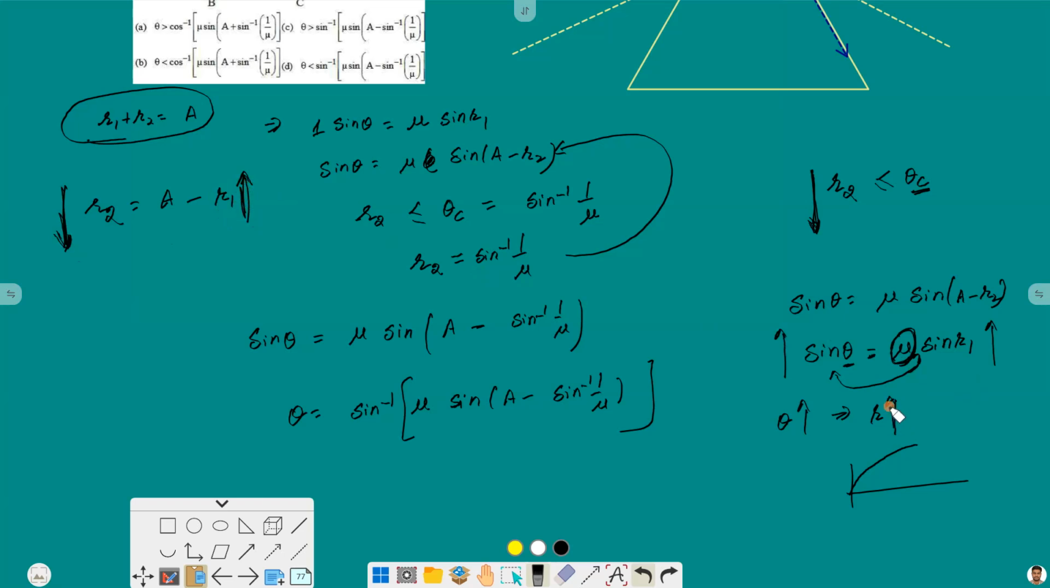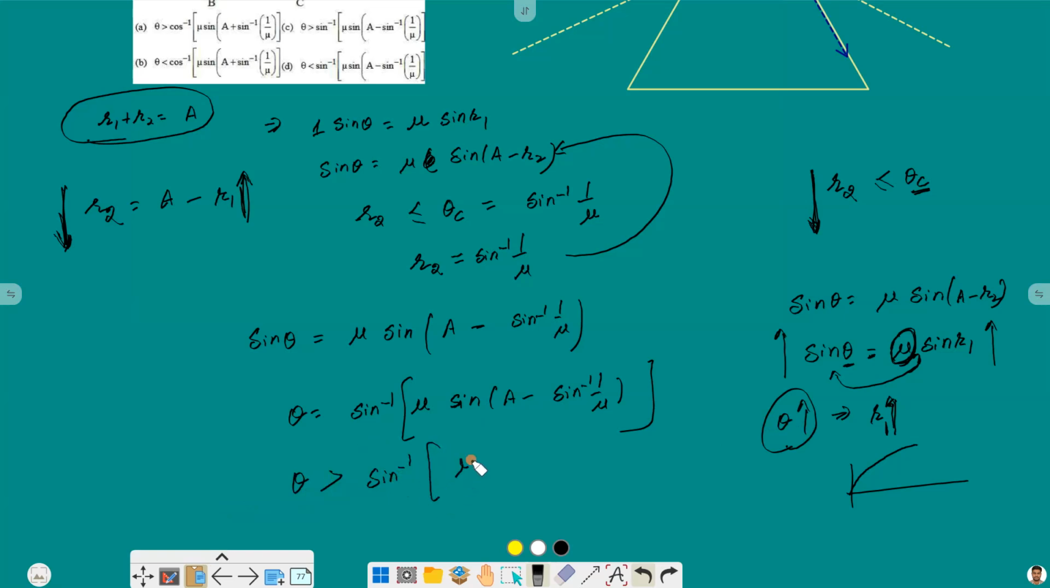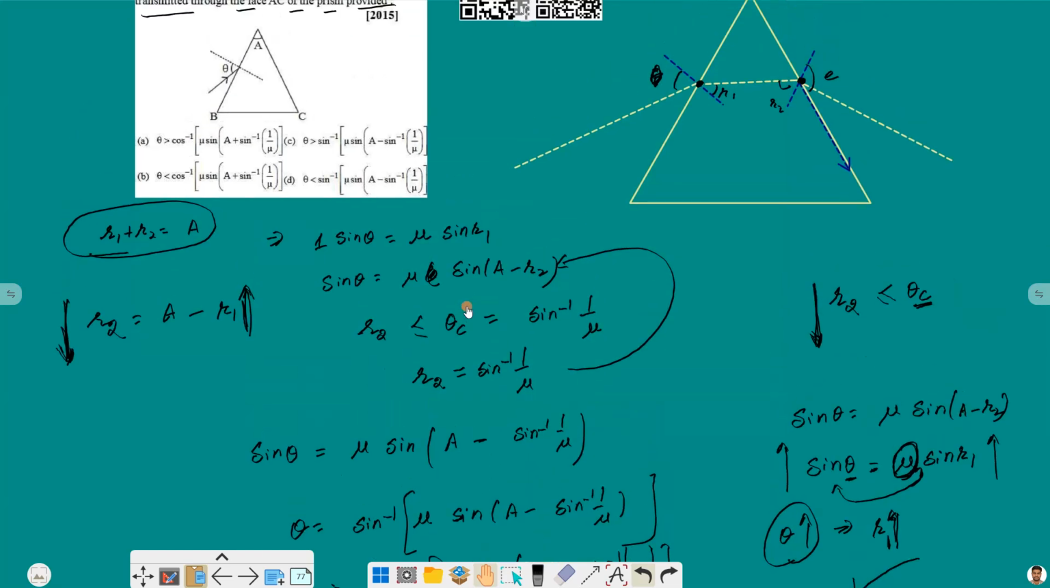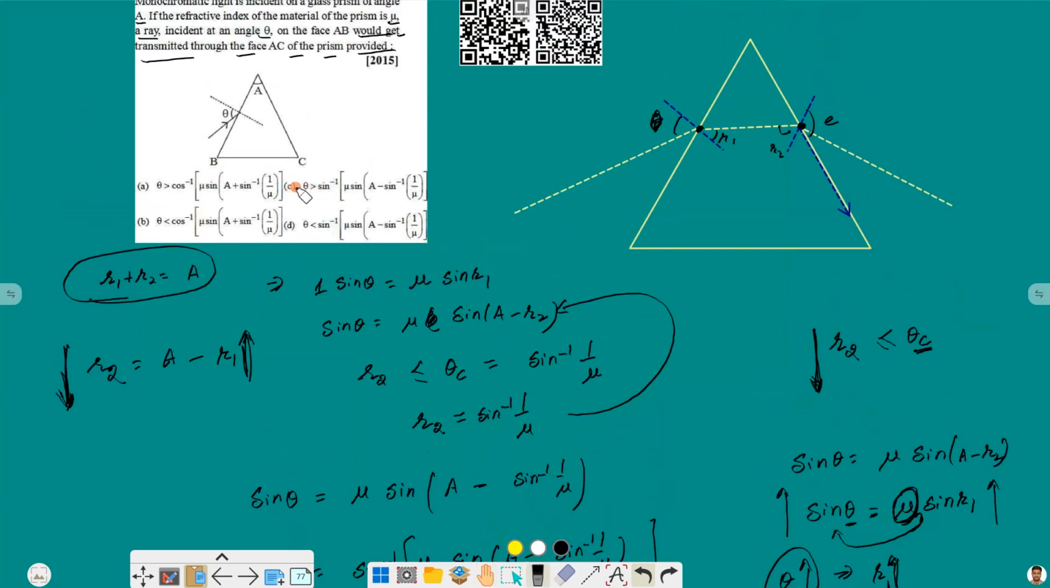And if we want a higher value of R1, then we want a higher value of theta. So theta must be greater than this expression. So theta must be greater than sine inverse of mu sine of A minus sine inverse 1 by mu. And we see that this is given as option C. So option C is the right answer for this one. Now let us move ahead.